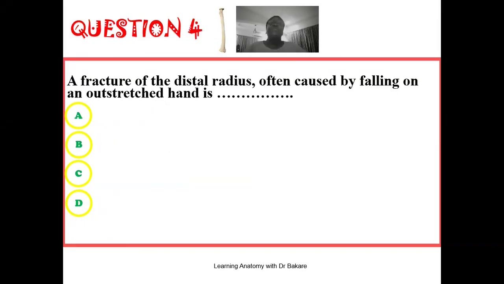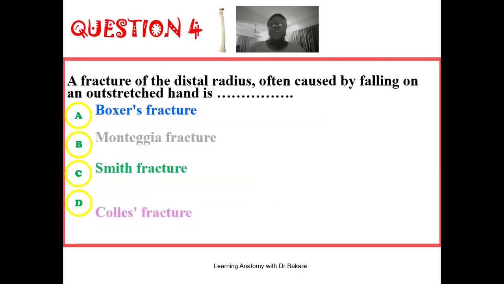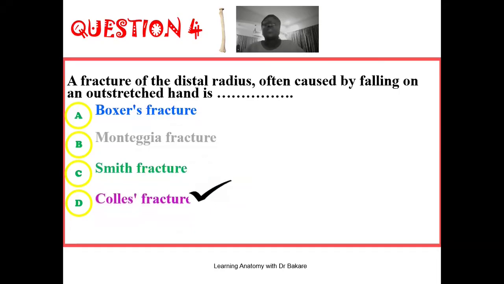So now let's move to the fourth question, and this reads that a fracture of the distal radius often caused by falling on an outstretched hand is it the Boxer's fracture? Is it the Monteggia fracture? Is it the Smith fracture, or is it the Colles fracture? The correct answer here is the Colles fracture. Colles fracture is a fracture of the distal region of the radius that occurs when the hand is outstretched.